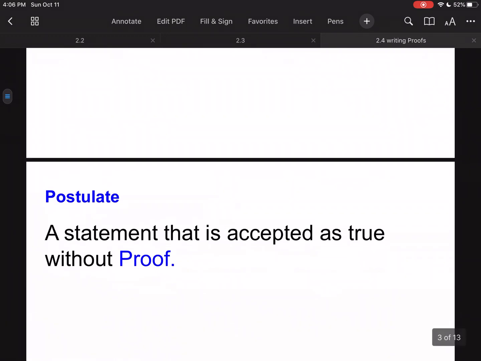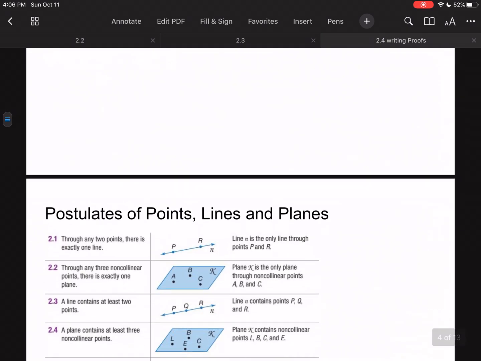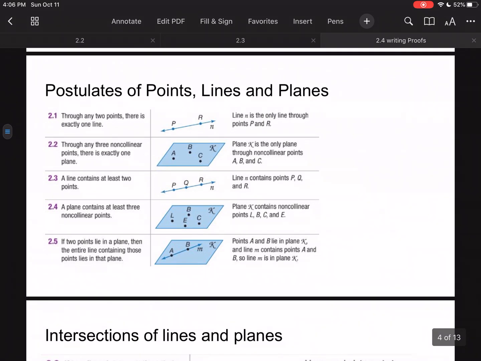So first of all, let's get into what is a postulate. A postulate is just a statement that is accepted as true without proof. Okay, so we can all agree on something. If we all agree on something, it's a statement that we accept without proof. That's a postulate. So there's a number of postulates that we have in geometry.